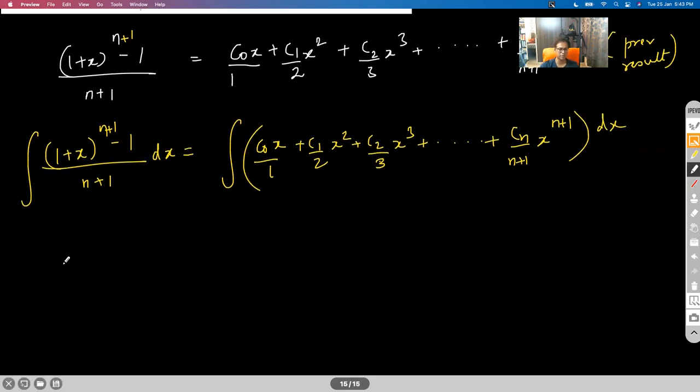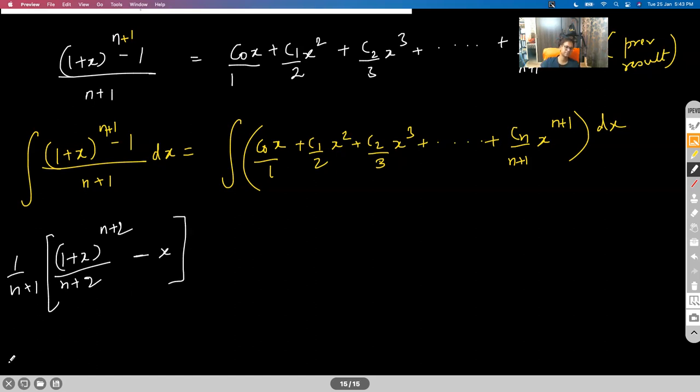So let's see what happens to the left hand side. The left hand side will become, if I'm not mistaken, 1 by n plus 1 taken as a common. Integration of this is going to be, let me remove the integration sign because now we are just integrating, 1 plus x to the power n plus 2 by n plus 2 minus x. Am I right? So the constant term, I took it outside. I brought the 1 by n plus 1 outside. Now I integrated 1 plus x to the power n plus 1, which is 1 plus x to the power n plus 2 divided by n plus 2 by the same logic, and minus 1 integration is x.